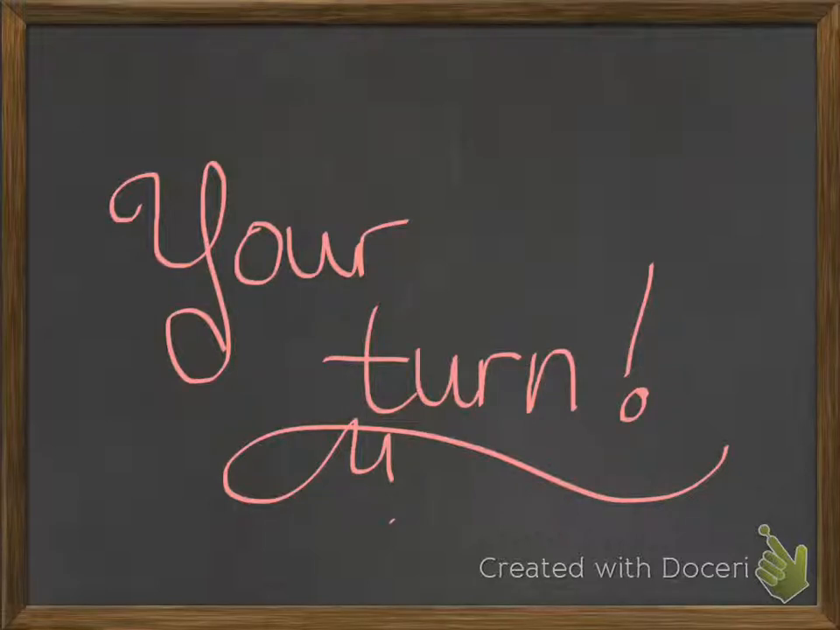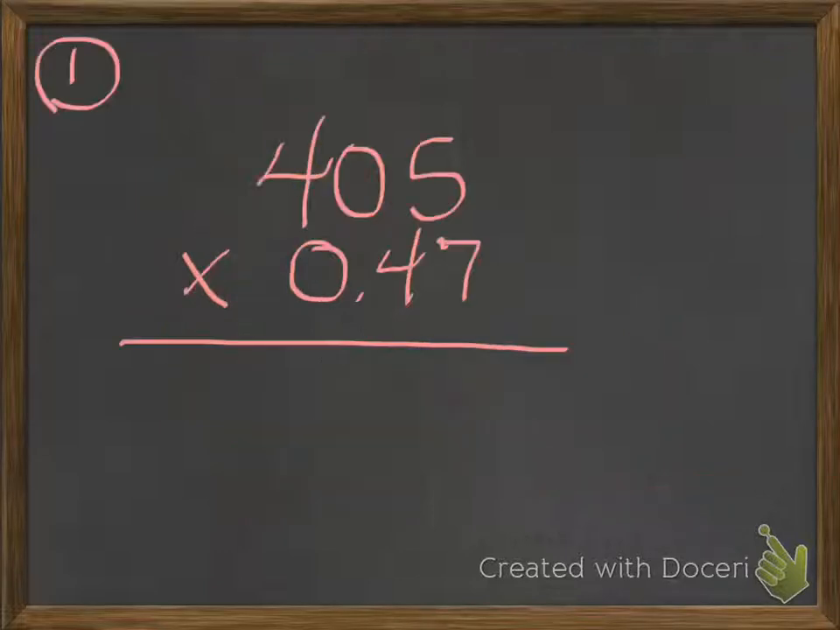Your turn. So you're going to do a few, pause the video, and then unpause it and we'll check it and see if you got it right. Number 1, 405 times 0.47. Give it a try.